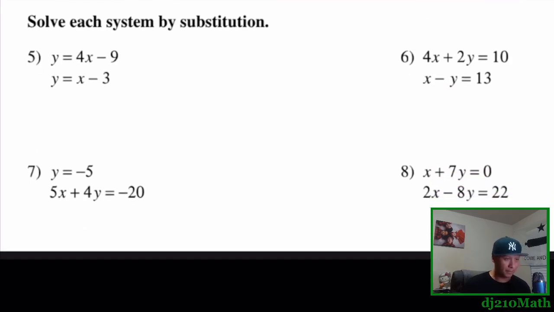Solve each system by substitution. So regardless of what I feel comfortable doing, I'm going to use substitution. Okay. Uh-oh. Right away, we might get confused. Y is equal to 4x minus 9. Y is equal to x minus 3. Well, y is already solved in both cases. So I'm just going to set them equal to each other because they're both equal to y. So 4x minus 9 is equal to x minus 3. Either one of them could be y.